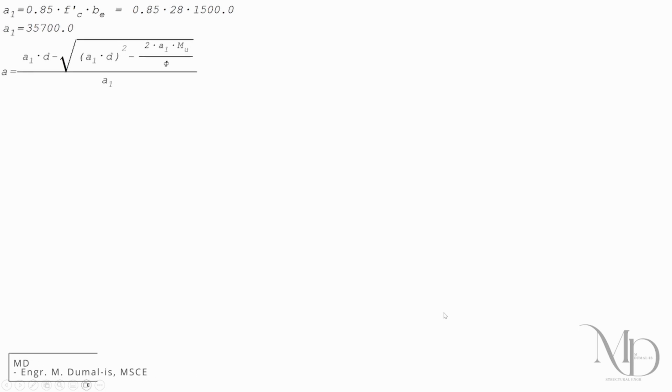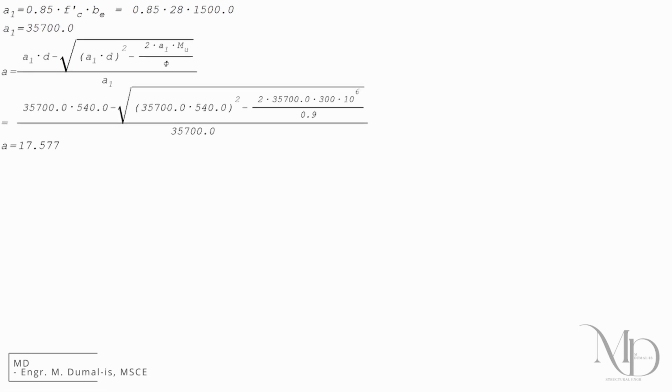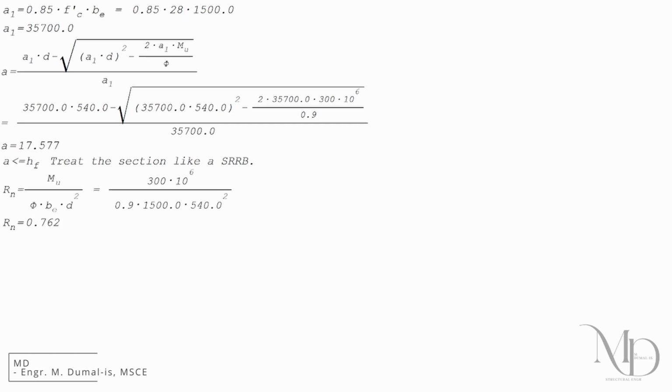Next, we solve for the value A sub 1. This will be used to compute for the initial value of the equivalent compression block A. Using the derived formula for A, the value will be as follows. We can now check if the value of A exceeds the thickness of the slab hf. Since A is inside hf, the section can be designed as singly reinforced. So Rn can be directly solved using the value of Mu. Take note that the width to be used will be the value of the computed effective width of the flange.